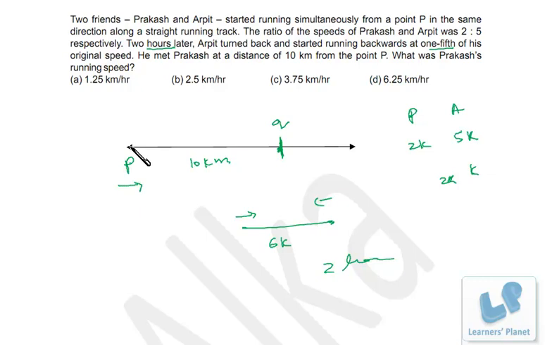So they started and after 2 hours the situation changed. From the starting point, Prakash meets Arpit after 4 hours, right? First 2 hours and then 2 more hours after Arpit turns back. So he's covering 10 kilometers in 4 hours. This is the place of meeting. So what should be the speed? 10 kilometers in 4 hours means 2.5 kilometers per hour, right? So you don't have to go for any sort of paperwork. You can do this problem intelligently, mentally. Okay, I hope you are clear.